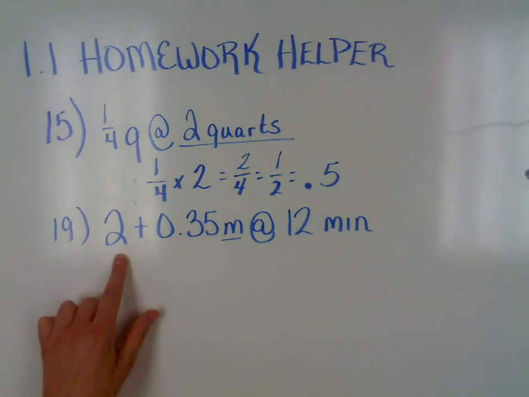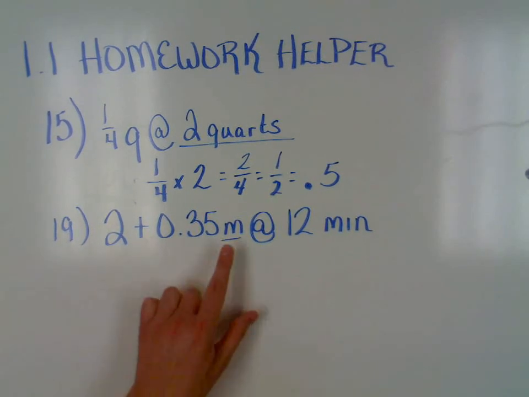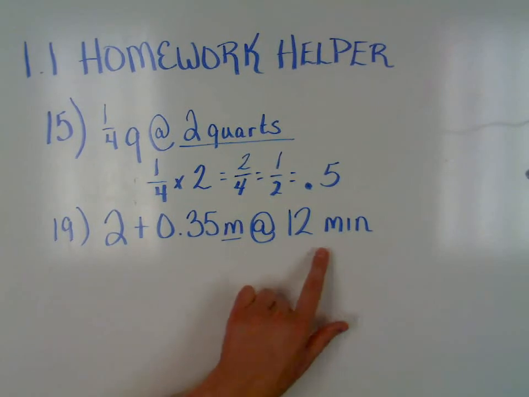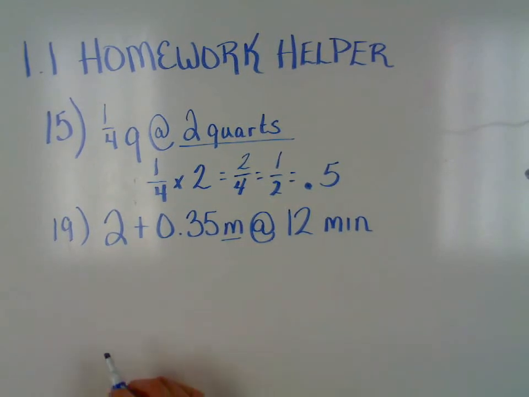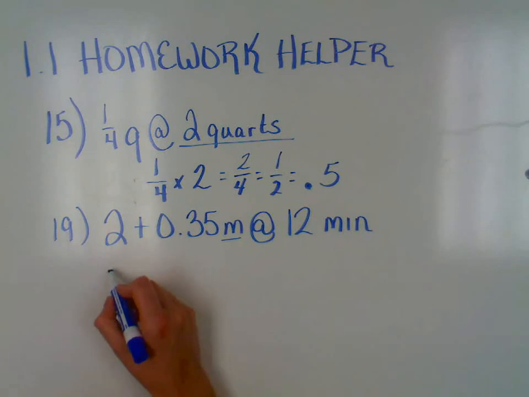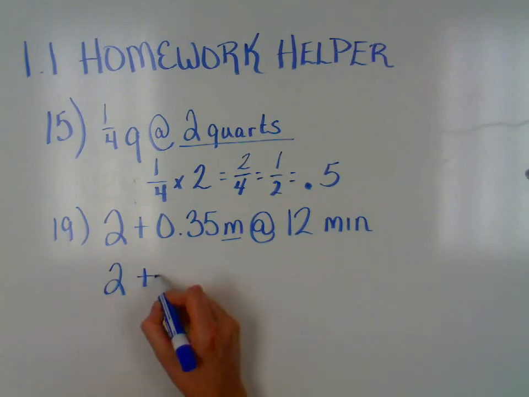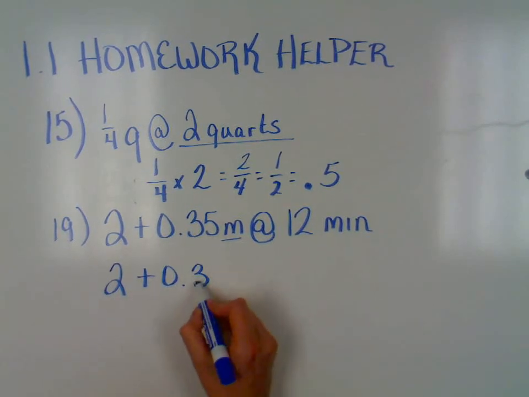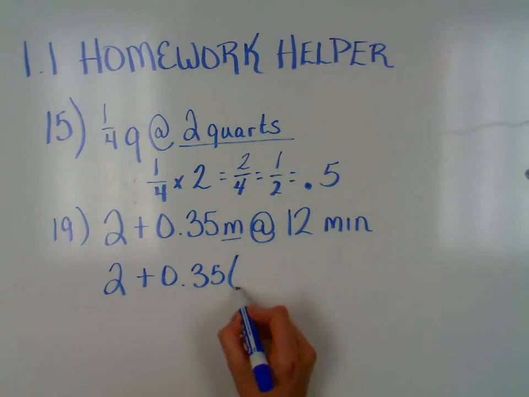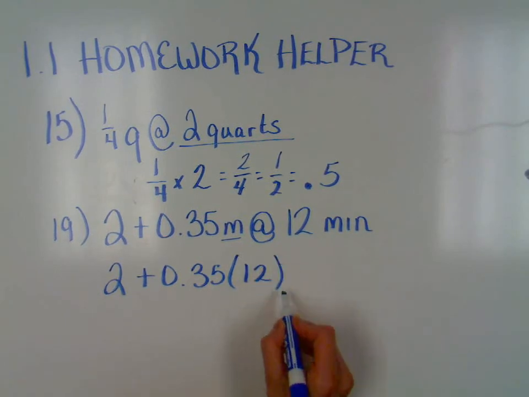It's a $2 flat fee plus 35 cents a minute, in essence, is what they're saying here. And it's a 12-minute taxi ride. So we're going to go in here and change out the M to the 12. So I've got 2 plus 0.35 times 12. And now I'm going to solve, and that'll give me my cost.